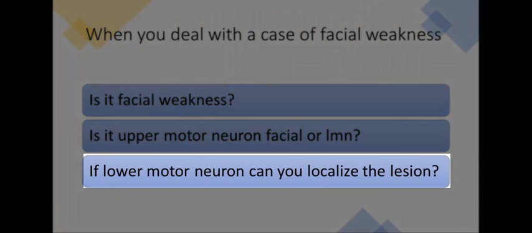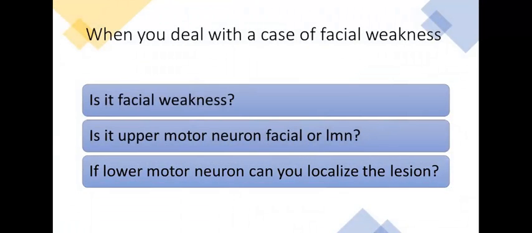Let us shift to the third question. If lower motor neuron facial weakness, where is the lesion? To understand this, we need to revise the anatomy of the lower motor neuron facial nerve.